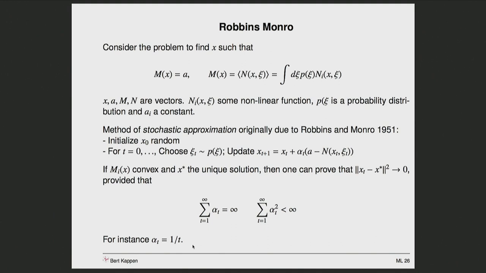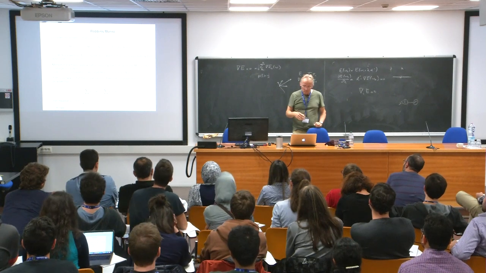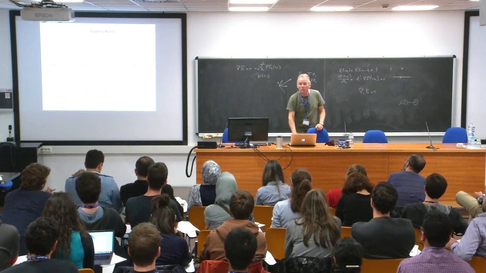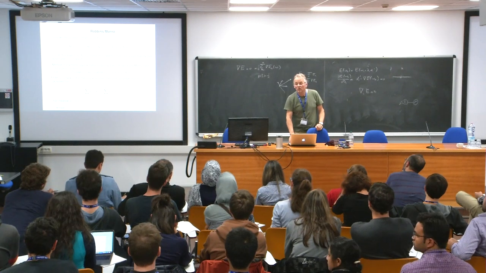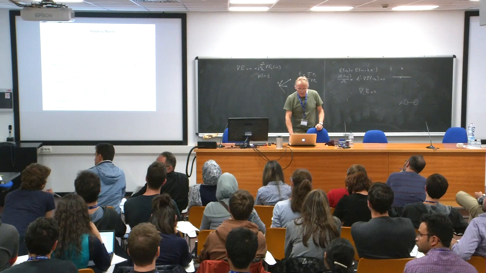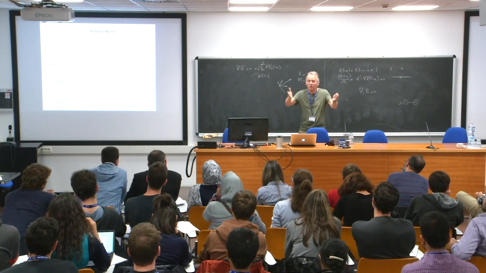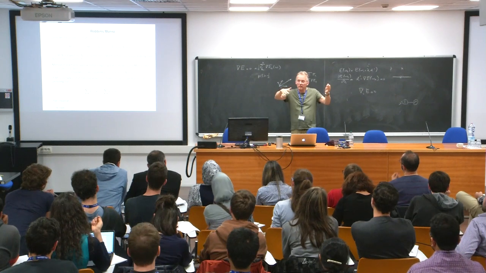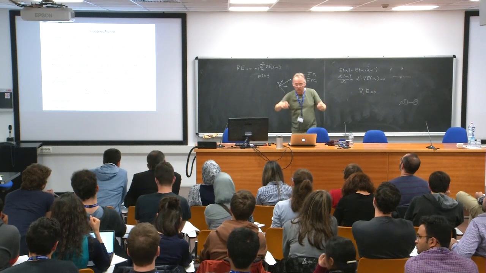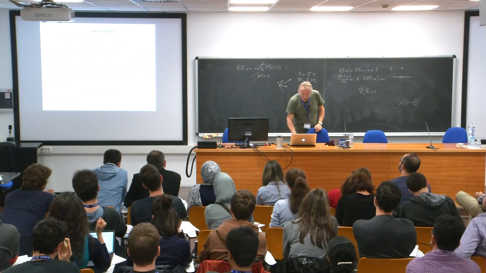Yeah? So you probably mean if M is a growing function, rather than convex, is a good question. No. So this is for convex problems, so the M has to be convex. So, for instance, if you have a quadratic, then M is the gradient of that, so it's a straight line, so it's convex. So this is a way that satisfies that.